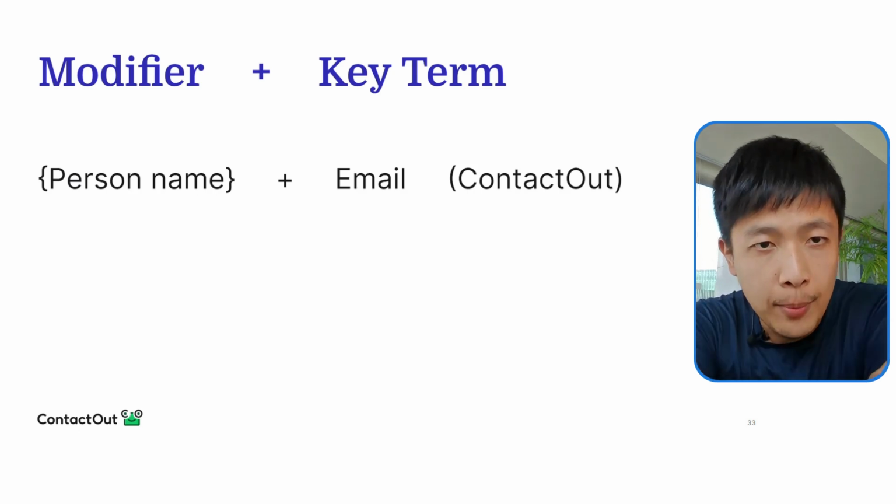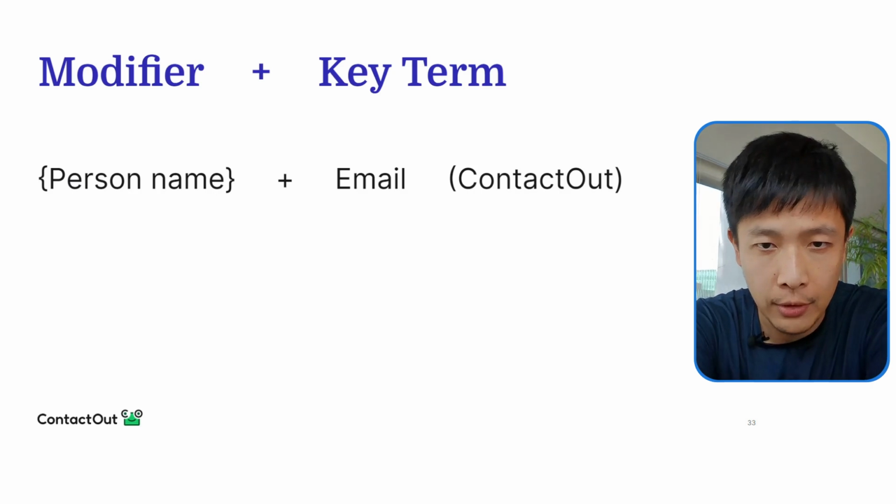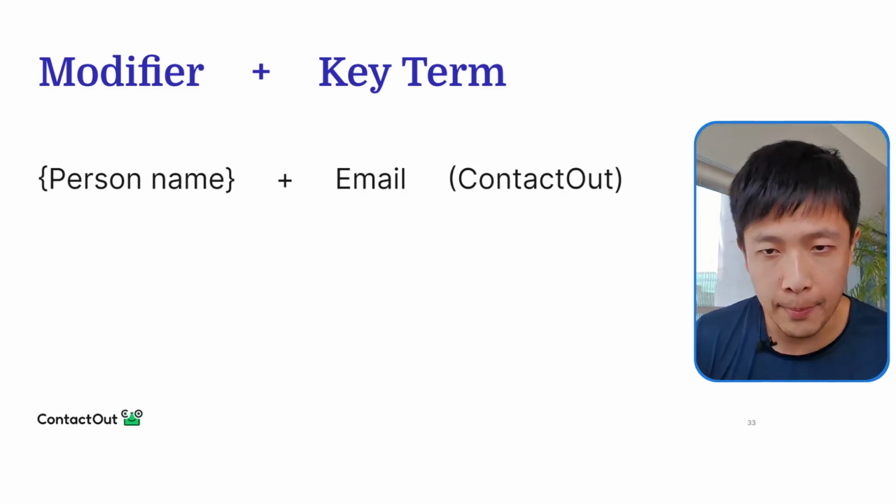The next step is to find modifiers with high traffic. For example, in Contact Out's case, we were targeting person name email. So we want to find people's names that are really popular and have a lot of traffic, so lots of people will search for their email.